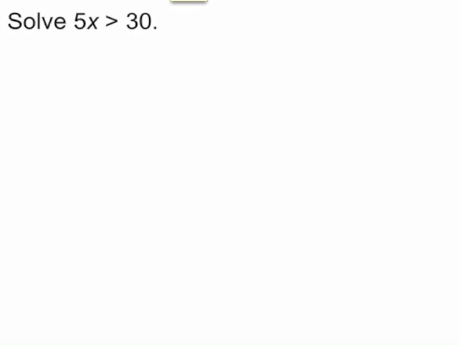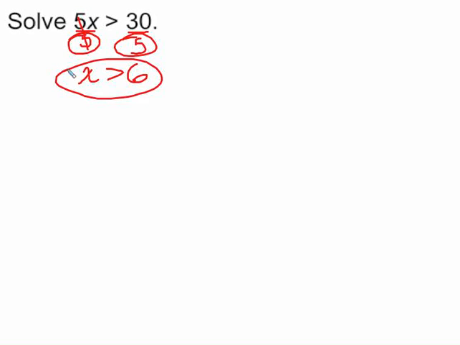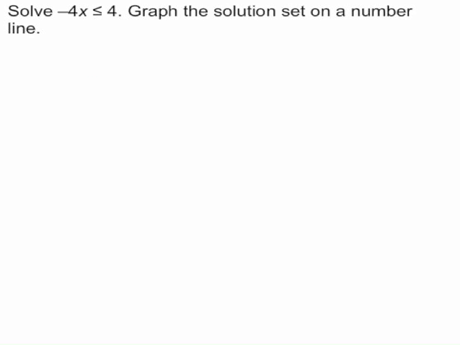So let's get this solved. 5x is greater than 30. I'm going to divide by 5 on each side. In a minute, you may hear a bell ring. Ignore that. I'm going to have x is greater than 6. Again, since the number that I divided by on each side is positive, I don't have to worry about flipping my inequality sign. Let's take a look at one where I will have to flip.